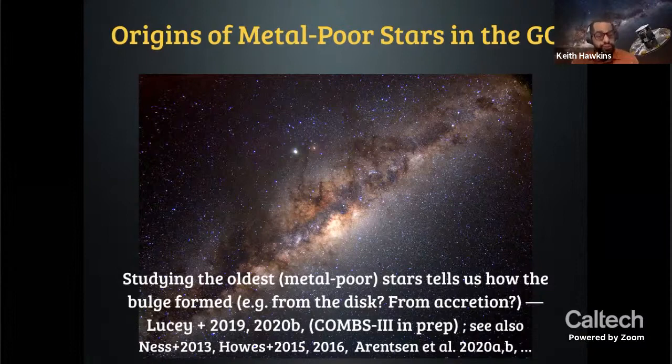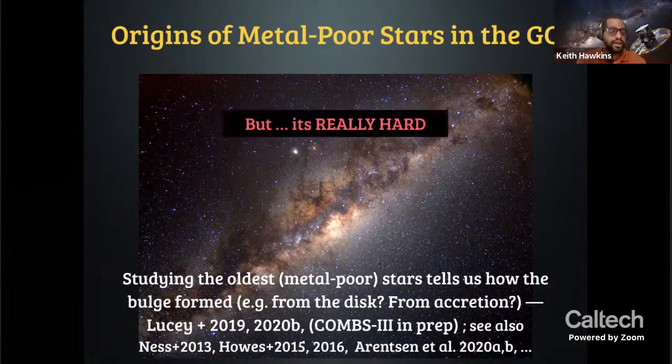This is, of course, very difficult to do because the bulge is obscured by lots and lots of dust. It's also very difficult because the galactic bulge is primarily metal rich. So this is kind of a needle in a haystack problem. But there's been a lot of work in the last 10 or so years on trying to find metal poor stars in the bulge. I just listed a couple of the surveys here. There are many more surveys that have started to do this, but of course this is really hard.